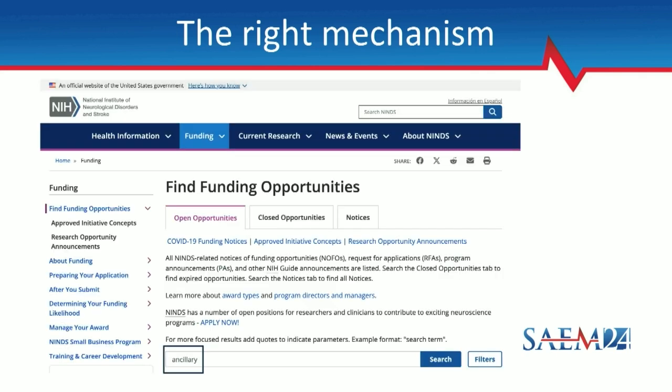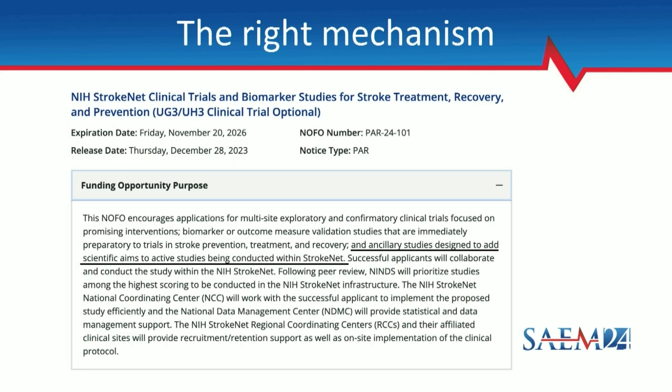So, NINDS is mostly where I've gone for funding. They have a website like this. Many of the other institutes have something similar. For NINDS, you can type basically anything into that text box at the bottom there. I typed ancillary in a couple months ago before the slides were due, and you see some things. NINDS has a specific call for proposals through a UG3, UH3 mechanism, so like a biggish budget grant, where they say, we're looking for ancillaries that add science to existing StrokeNet studies.